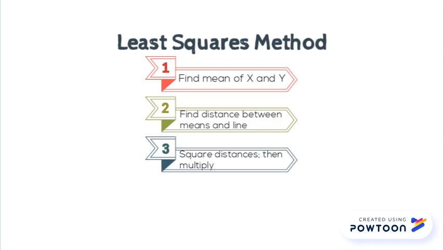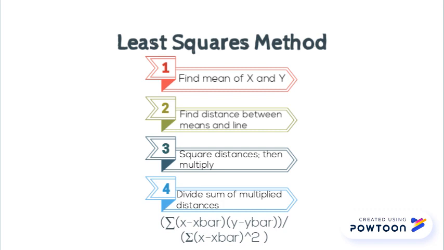Then, we square the distance between the mean and the values of x, as well as multiply the distances x minus x bar and y minus y bar. Dividing the sum of x minus x bar times y minus y bar by the sum of x minus x bar squared will result in the slope of the regression line.